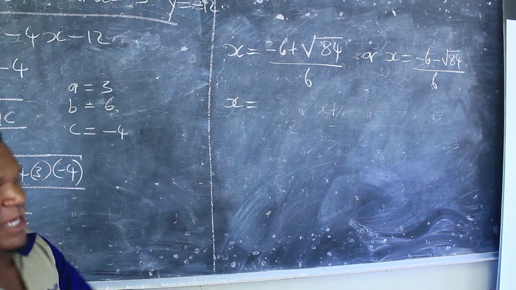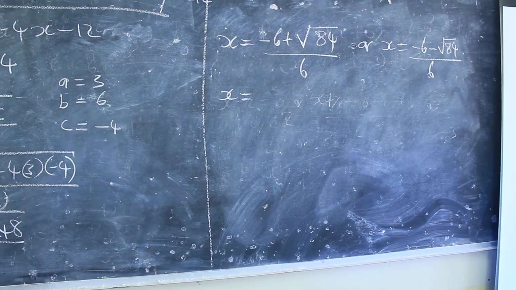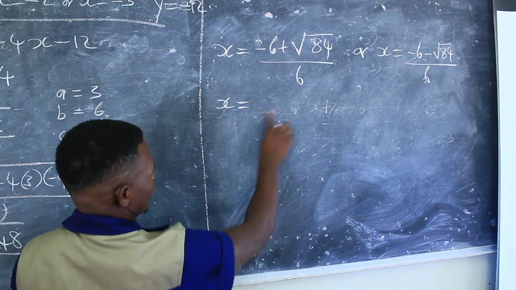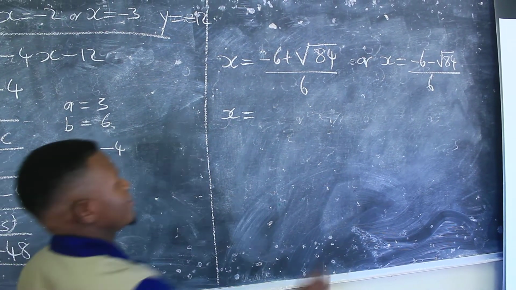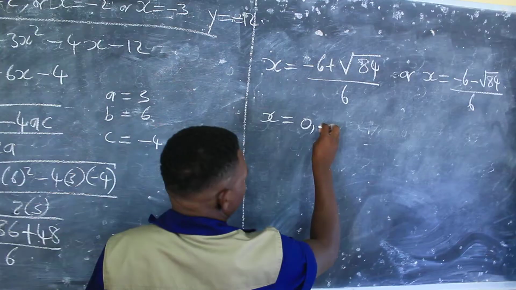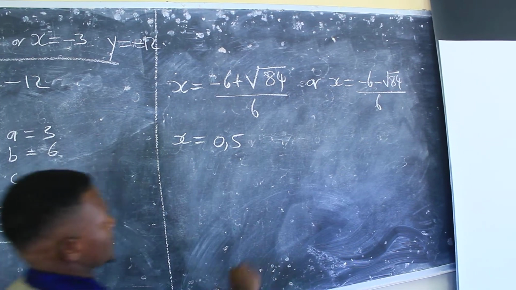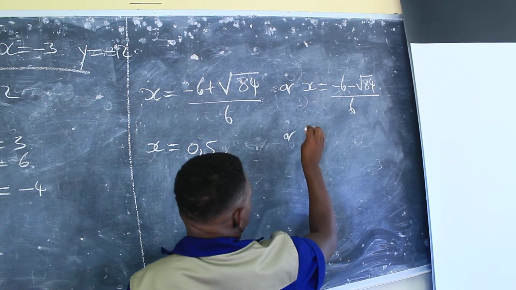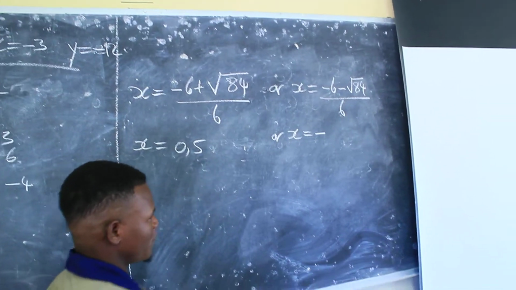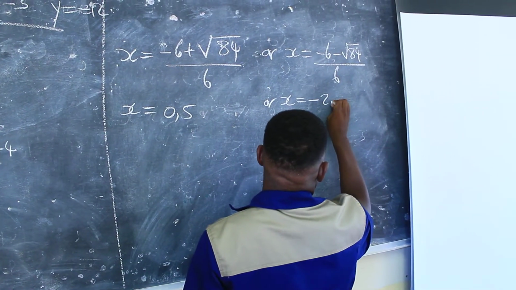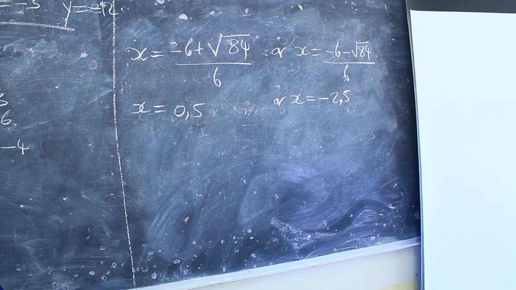What is the value of x here? Press in your calculator. The x will be 0.5. We rounded it, 0.5. Let's use one decimal place. The other x will be negative 2.5. Yes, negative 2.5. Those are the values of x.